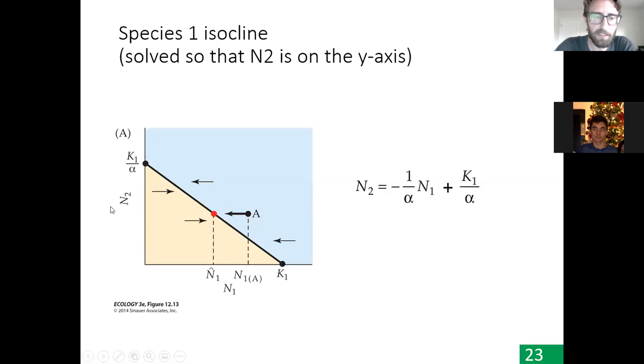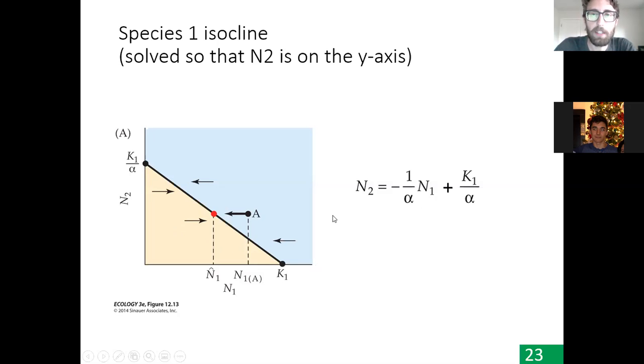So that basically means if there are no competitors, if the population of N2 is 0, then species 1 is going to increase to its carrying capacity here. So that's where it has a growth rate of 0. So again, this is the isocline showing the range of values of population sizes where species 1 is not growing or shrinking. It has a growth rate of 0.